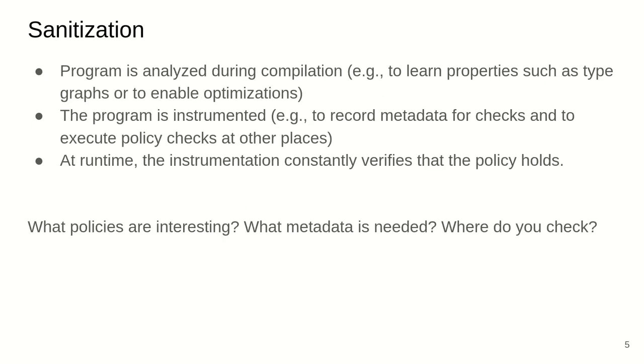So a program is analyzed during compilation, for example, to learn properties such as type graphs or to enable different kinds of optimizations. And the program is then instrumented during the compilation. So for a given policy, certain operations will be instrumented to record metadata for the later checks and to execute the policy checks at different places. At runtime, this instrumentation then constantly verifies that the policy holds. Now, an interesting question here is, what policies are interesting, right? What would we want to have for a checking policy? What metadata is needed, and where do you check?